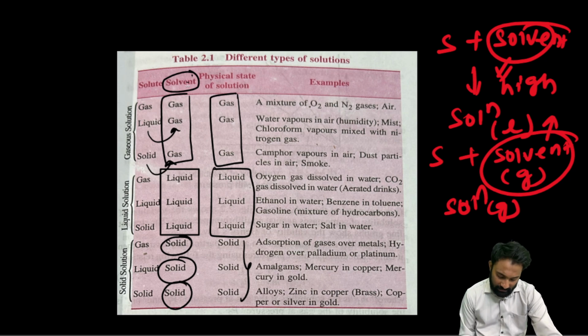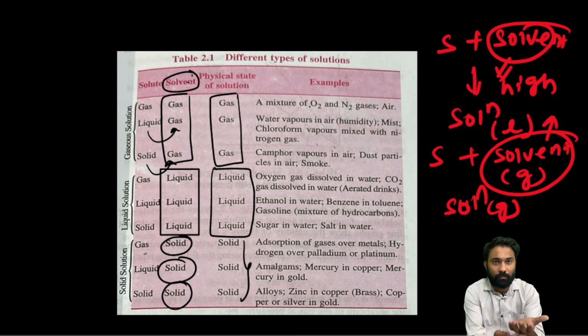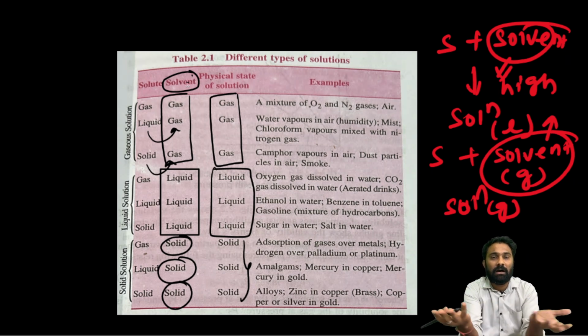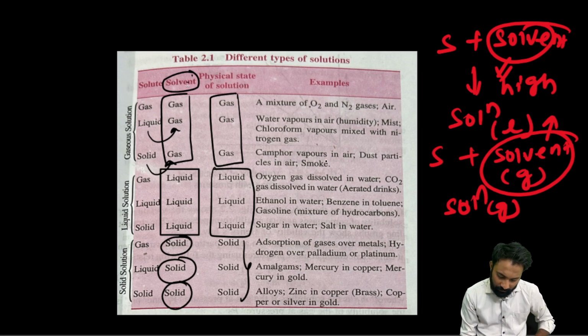Solid in gas. Clear? That is camphor vapors in air, dust particles in the air, and smoke. What are camphor vapors? Here we used to see that camphor is a solid. If you burn it directly, it will be converted into vapors, right? Those vapors get mixed in the air. Clear? Done. And the smoke also.